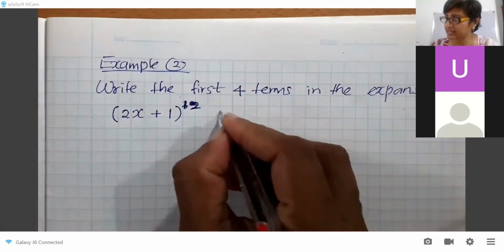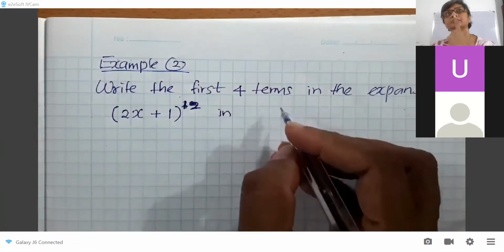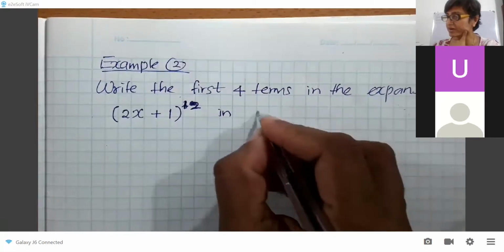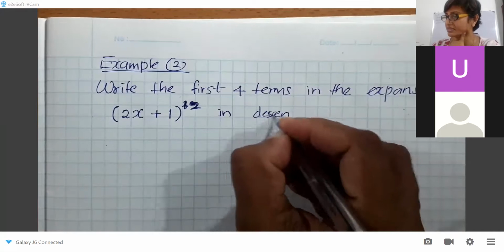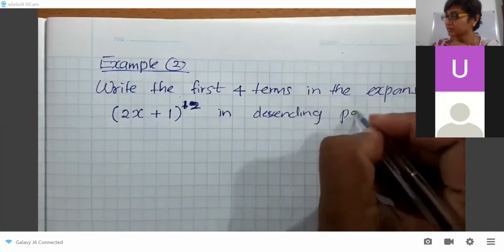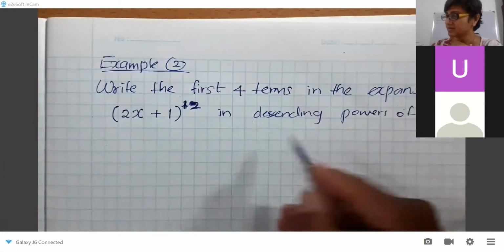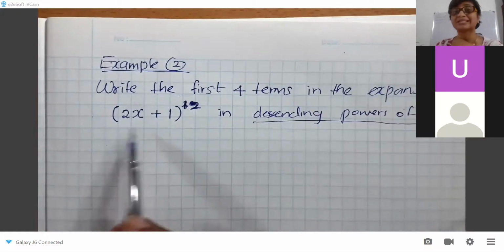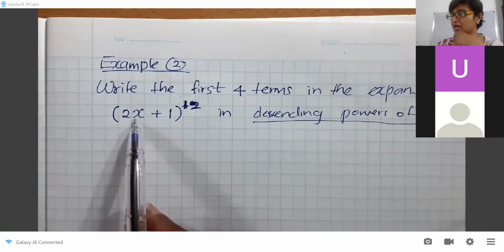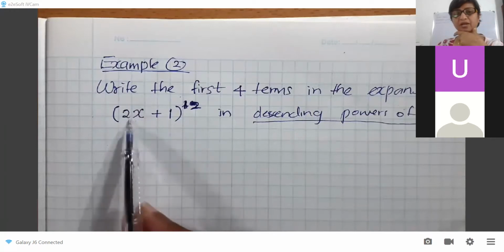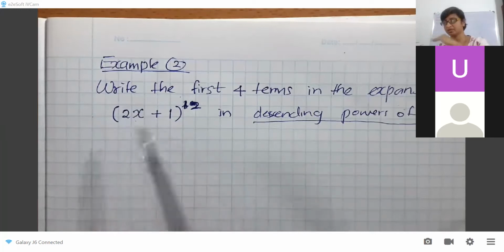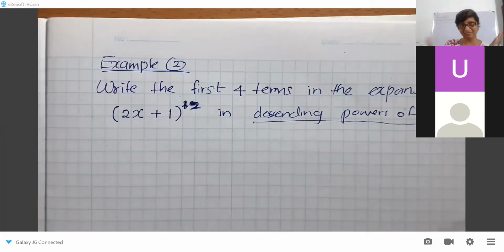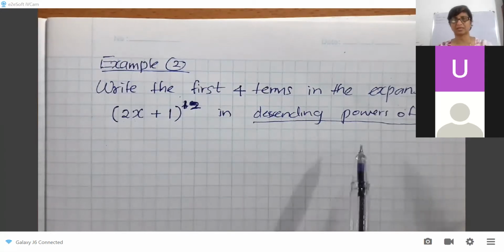And let me also say in descending powers of x. Descending, D-E-S-C. Now, why do I say that? This is an extra thing that I'm saying to fixate you, to start with the powers of this part with the highest, and then that has to drop. So powers of x must descend, because if you take it the other way around, remember you can get the same expansion from the end to the beginning. So if I just say, write the first four terms, is it the first four terms from the beginning or from the end? This would make it the same for everyone.